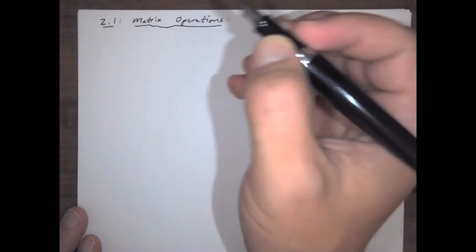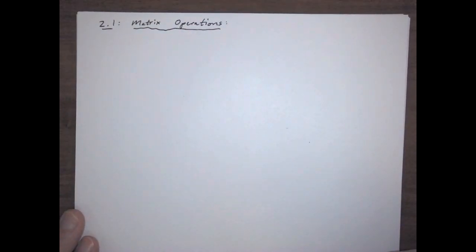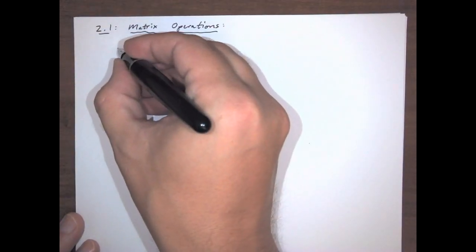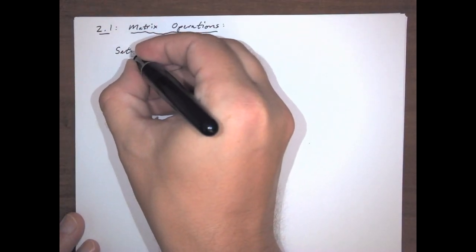Now, matrix operations, on the one hand, include all of the normal things that you're used to from vectors. In particular, we can do scalar multiplication, and we can do matrix addition, provided that they are of the same size. So first off, let's discuss our setup.